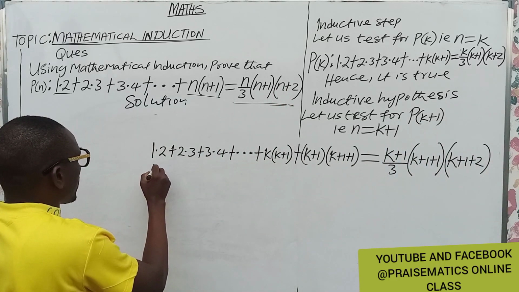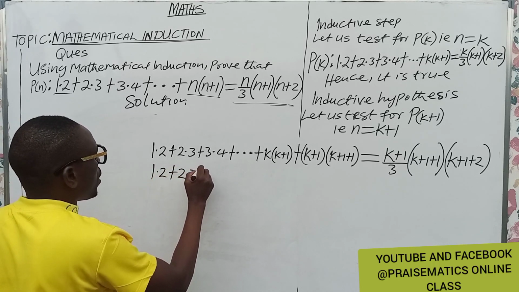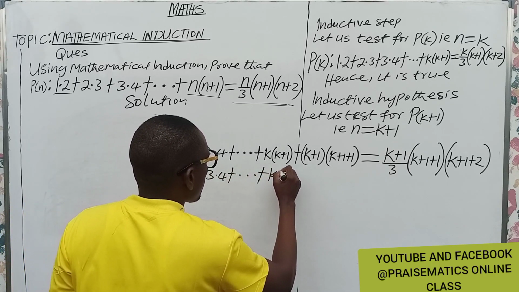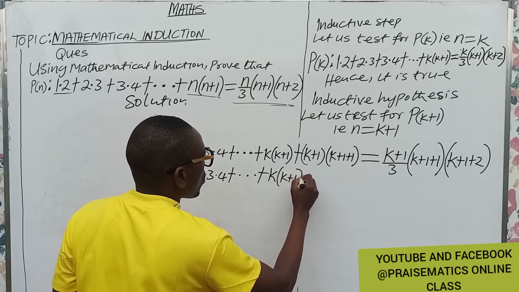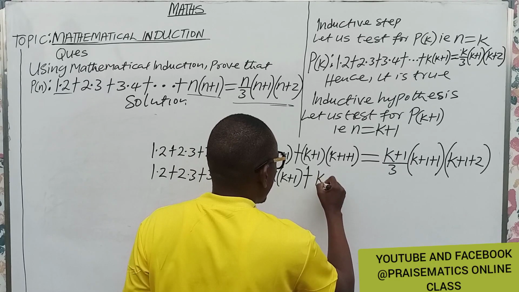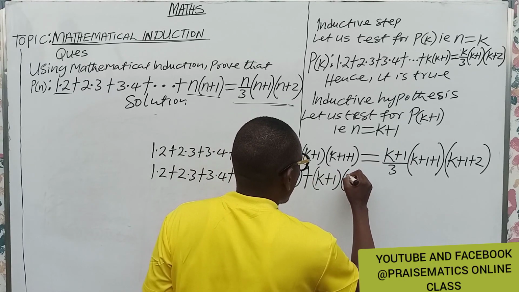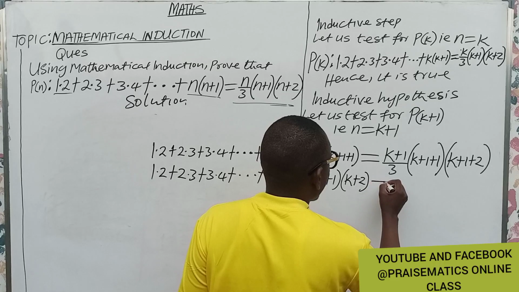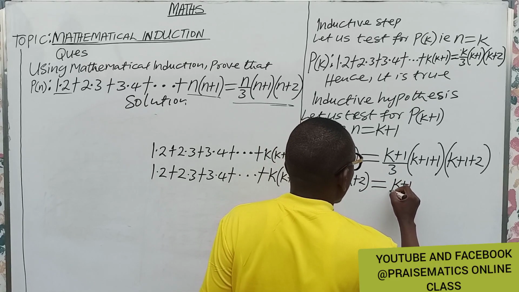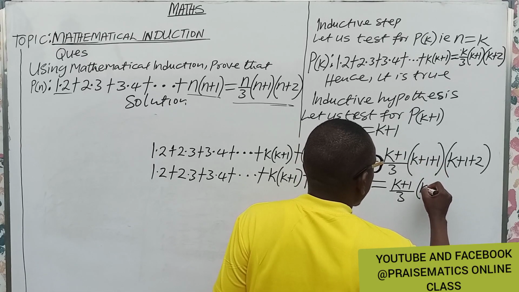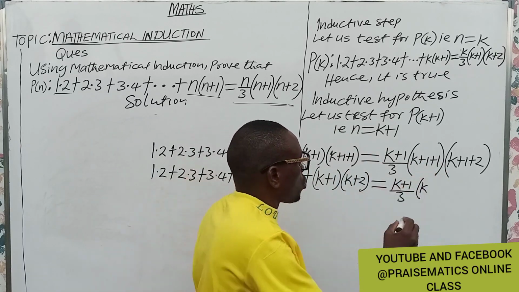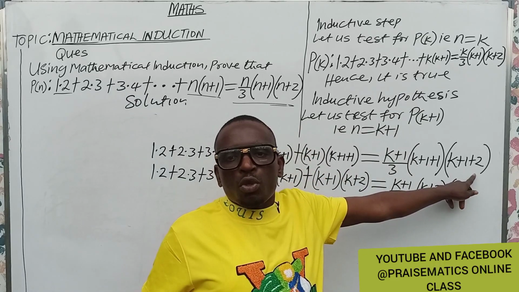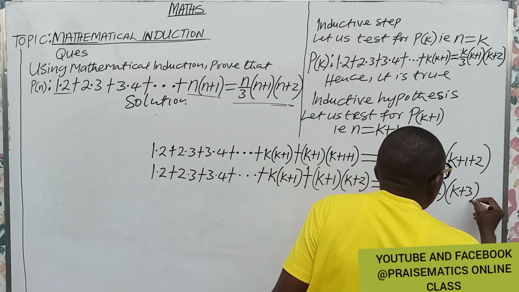Now what do we have? We have 1.2 plus 2.3 plus 3.4 plus ... plus k into (k plus 1), plus (k plus 1) into (k plus 1 plus 1, which is k plus 2), is equal to (k plus 1) over 3 into (k plus 1 plus 1, which is k plus 2) into (k plus 1 plus 2, which is k plus 3).